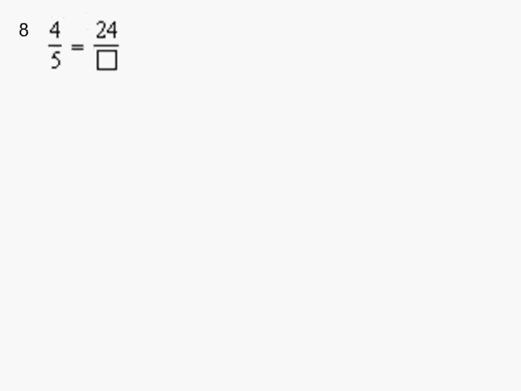Question 8 is a little bit trickier. 4 times what is 24? Well, we multiplied the numerator by 6 to get that, so I have to do the same thing to my denominator, and my answer would be 24 over 30, or 24 30ths.